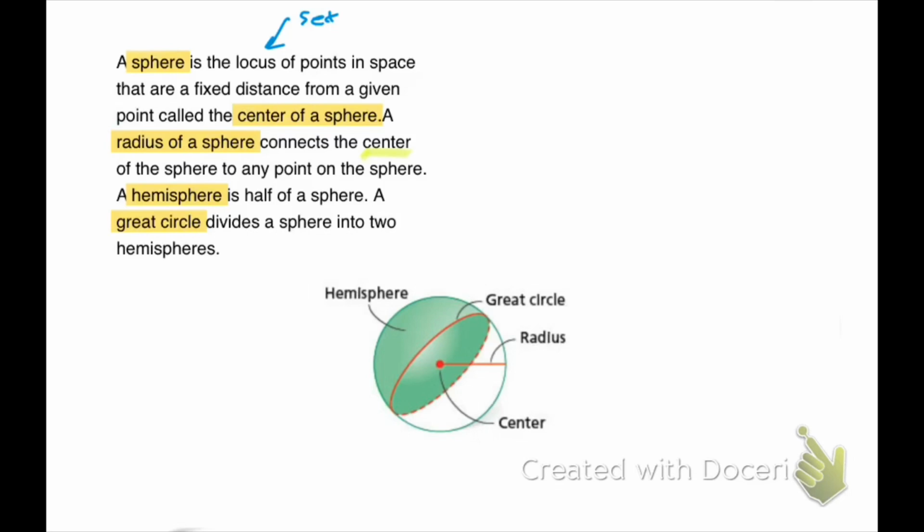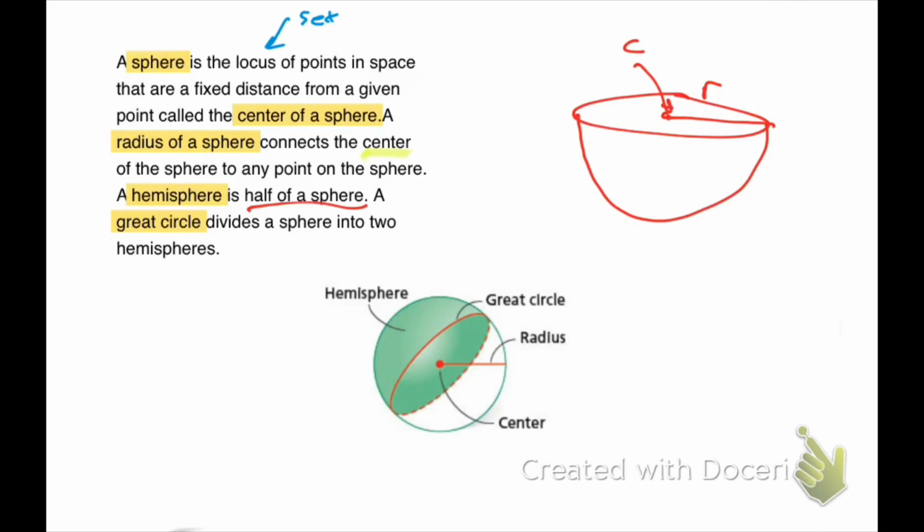Now a hemisphere is half a sphere. So a hemisphere, you just take a sphere and split it in half. We still have a radius, we still have the center of the sphere, but it just splits the sphere in half. Again, just think cutting a baseball or a basketball in half.